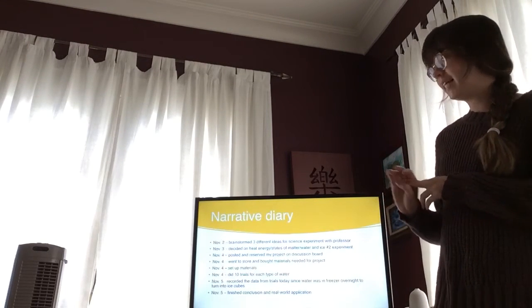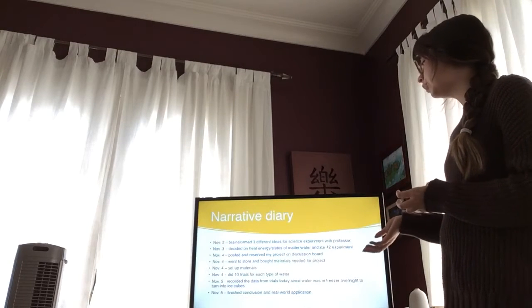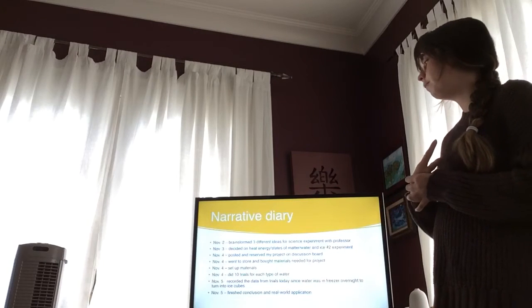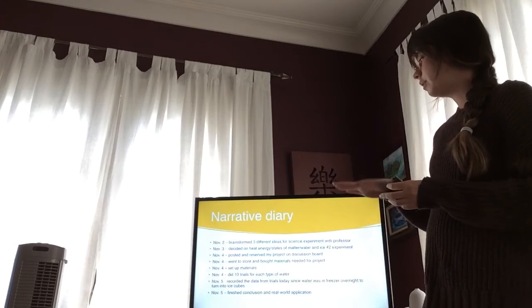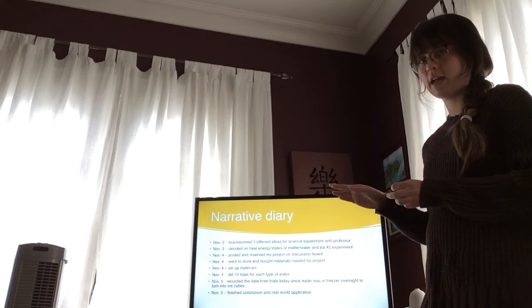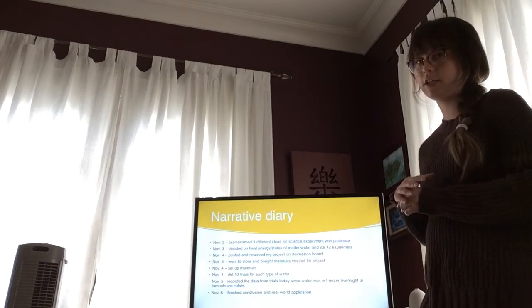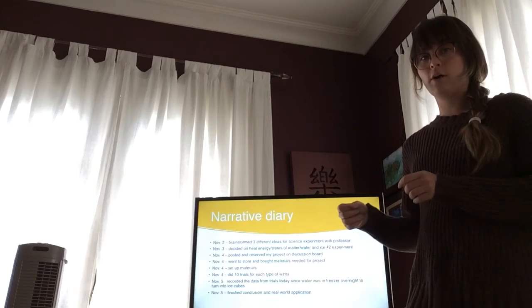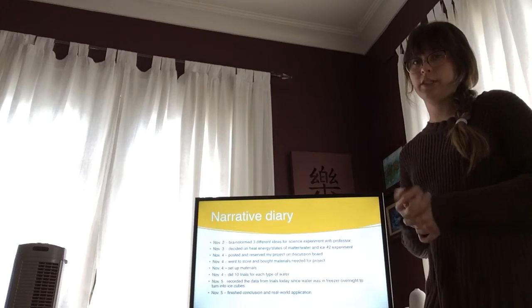So for my narrative diary, I had 8 entries. So the second, I brainstormed some ideas. The third, I decided on this project. The fourth, I posted and reserved my project. And then on the 4th as well, I've got about 3 other different entries where I went to the store, picked up my materials, set up my materials, and completed the experiment. On the 5th, I recorded all my data, and I also finished my conclusion in the real-world application.